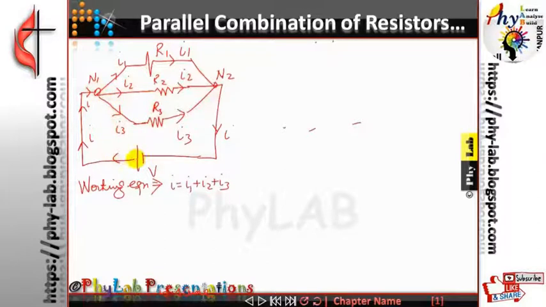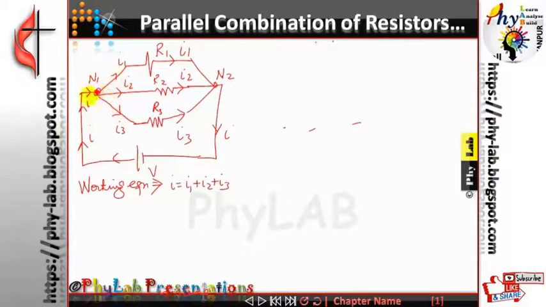Now this battery V sends a current I, comes at this point, and from this point the current gets divided into different parts. So the current I that is flowing gets divided into three parts, I1, I2 and I3.